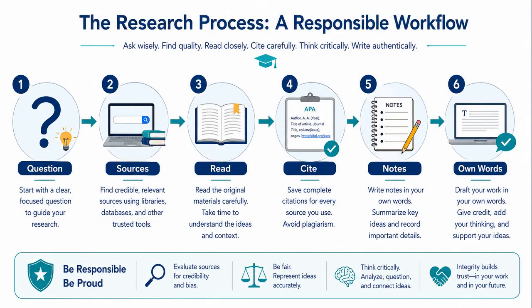Now let's look at a research workflow for students. Start with a clear research question. Use an AI research tool to find relevant sources. Use summaries to decide what to read first. Open the original paper or source. Save citations in a reference manager. Make notes in your own words. Never cite something you did not actually check.